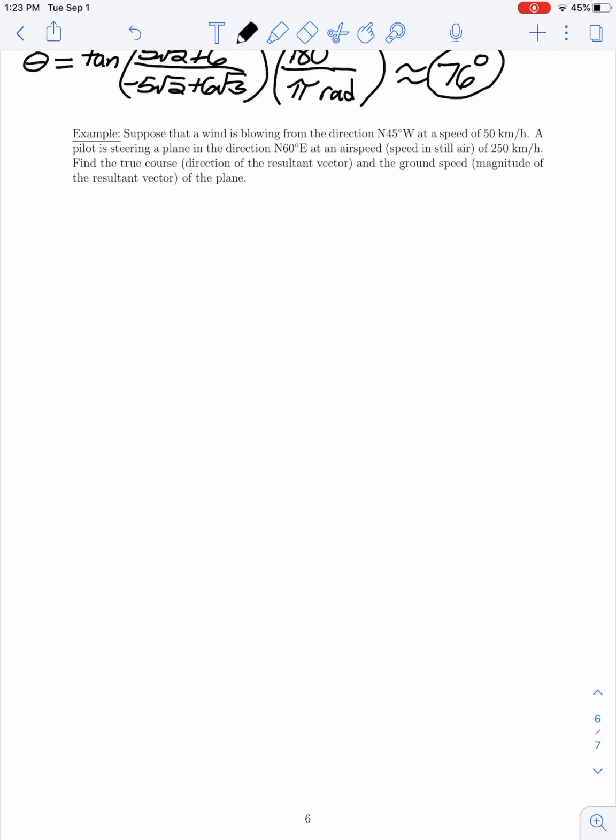So if we know the wind velocity and the direction that it's blowing from, and we know the direction in which our pilot is steering, along with his airspeed, which is the speed in still air without any wind speed, then we can determine the true course of the plane and its ground speed. So let's think about how to do this. It's going to help to visualize our problem.